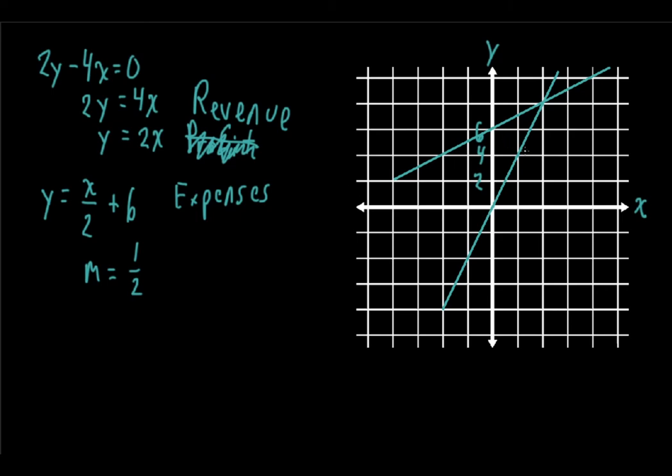Okay, well, what happens when these two lines intersect each other? This intersection point is known as the break-even point. And why might that be the case? Well, it should be pretty obvious, right? You're breaking even, meaning that your revenue and expenses have now equaled each other.